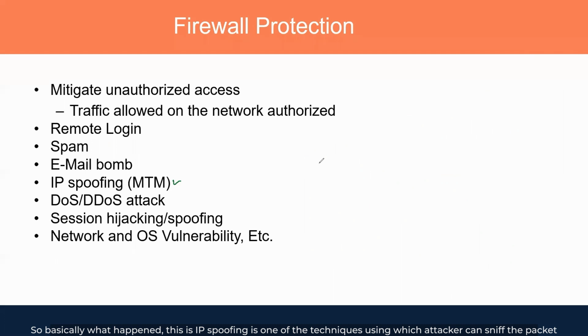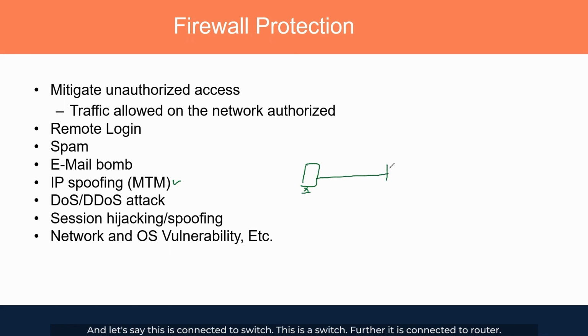So basically what happens, IP spoofing is one of the techniques using which an attacker can sniff the packet and can modify the packet header basically. So let's say this is the system which wants to access the internet. Okay, and let's say this is connected to a switch.